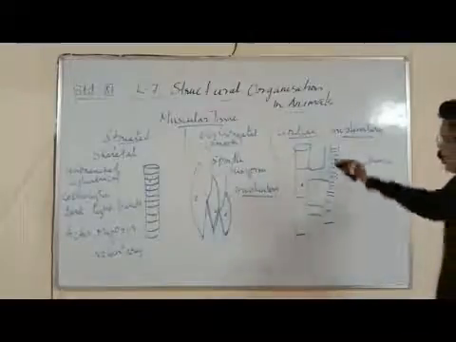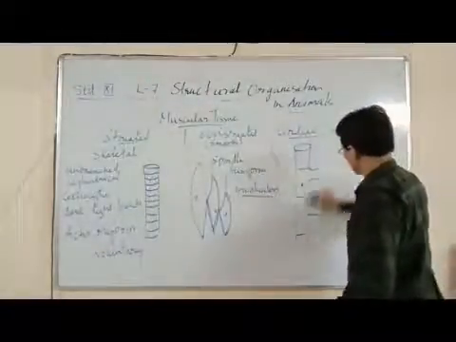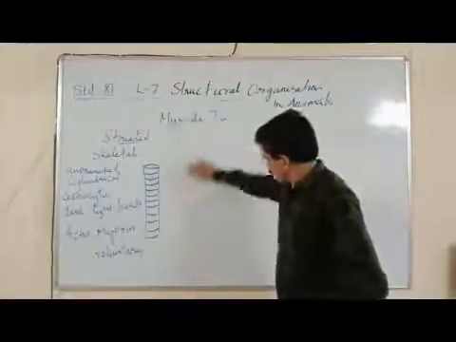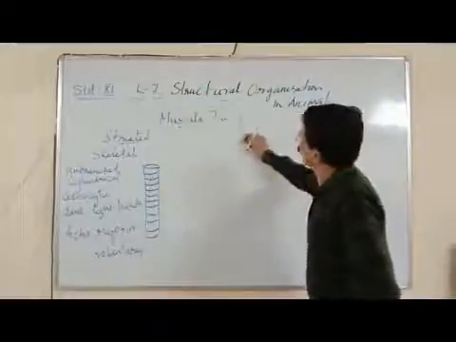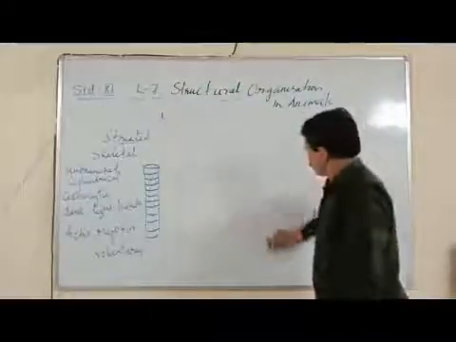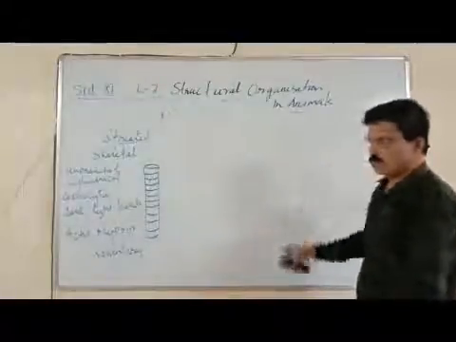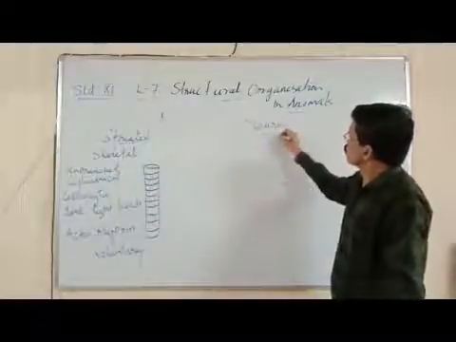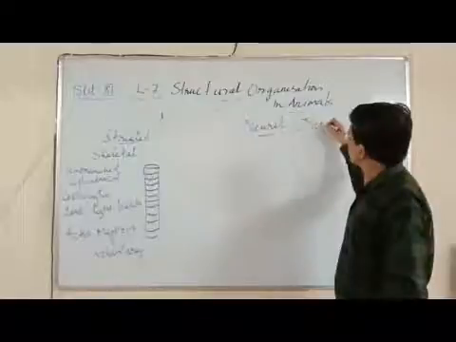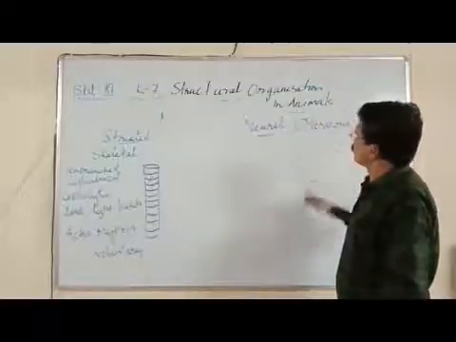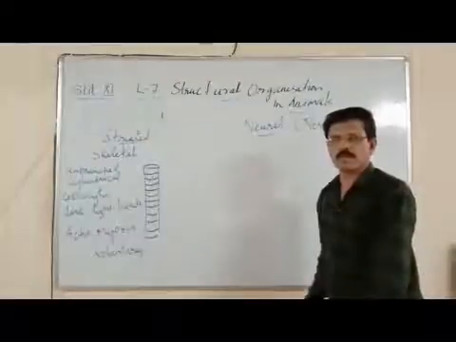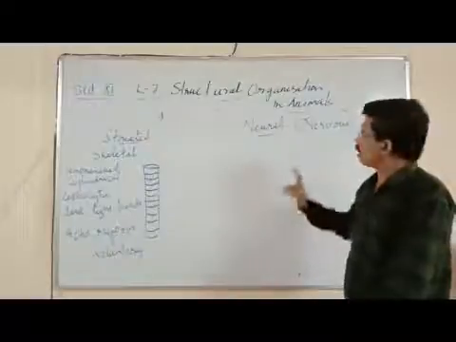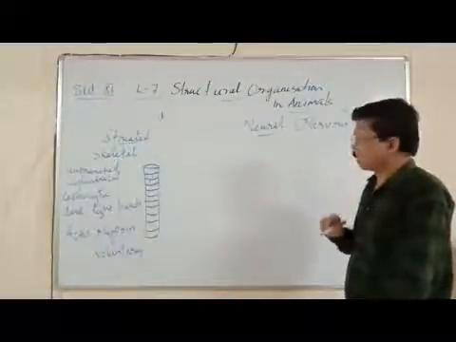Now coming to the last part of this chapter, neural tissues. The fourth type of tissues in animals are neural tissues, or nervous tissues. The tissues which help in the communication of various organs and cells. How are the neural cells communicating with each other?